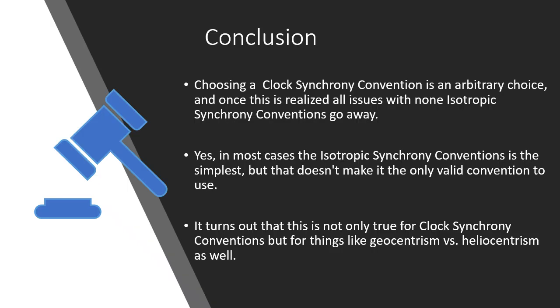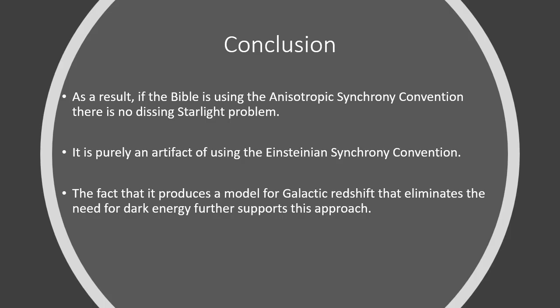In conclusion, choosing a clock synchrony convention is an arbitrary choice, and once this is realized, all issues with non-isotropic synchrony conventions go away. Yes, in most cases the isotropic synchrony convention is the simplest, but that does not make it the only valid convention to use. It turns out that this is not only true for clock synchrony conventions, but for things like geocentrism versus heliocentrism as well. As a result, if the Bible is using the anisotropic synchrony convention, there is no distant starlight problem. It is purely an artifact of using the Einsteinian synchrony convention. The fact that it produces a model of galactic redshift that eliminates the need for dark energy is further support for this approach.